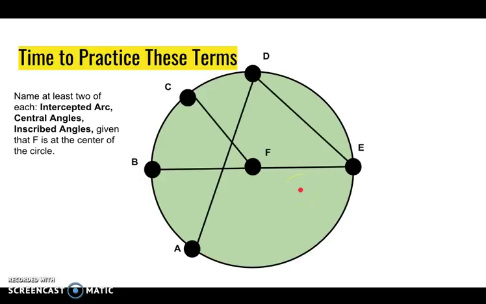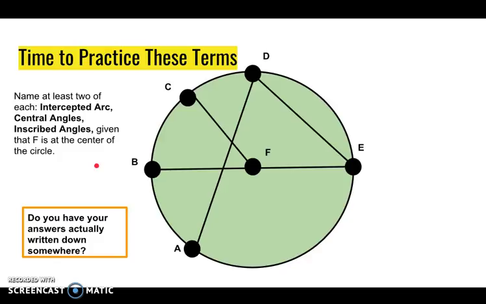Okay, so I want you to pause the video, and then I want you to name at least two of each, there is only 2 of them, of intercepted arcs, central angles, and inscribed angles. And I want you to actually write down your answers somewhere, even on a little piece of scratch paper, because it will really help you to see what you're getting right and what you're getting wrong. And again, this is just for you, so that then later you know what questions to ask, okay? So go ahead and pause.